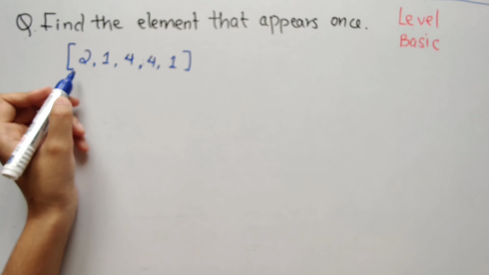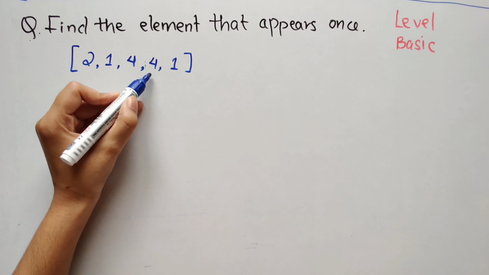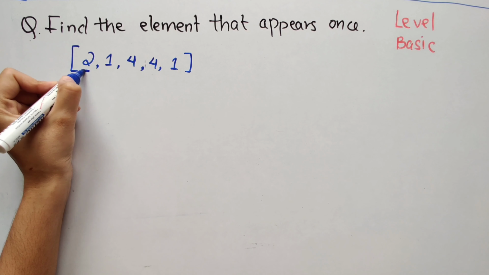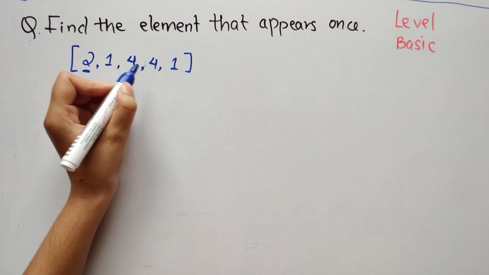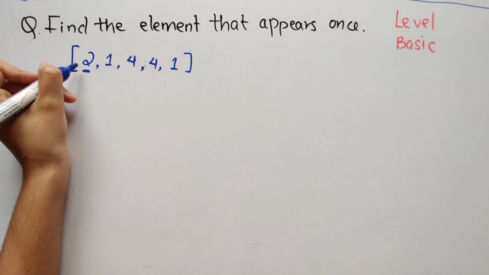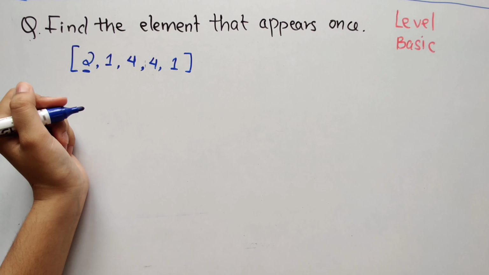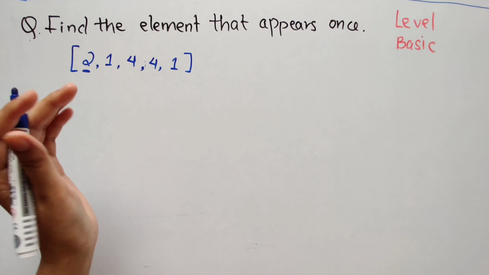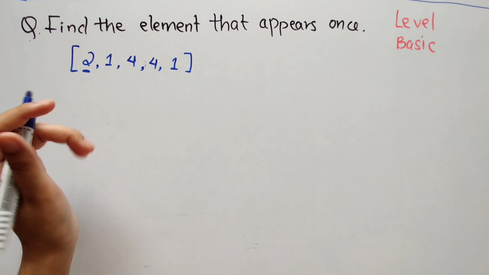The question here is this: you're given an array where every element appears twice except one. So here 2 appears once, but 1 appears twice, 4 appears twice. What we need to do is find that number which appears only once. Now there are different ways to do it, but we need to get the best solution. So let's first discuss what are the different ways that we know of.